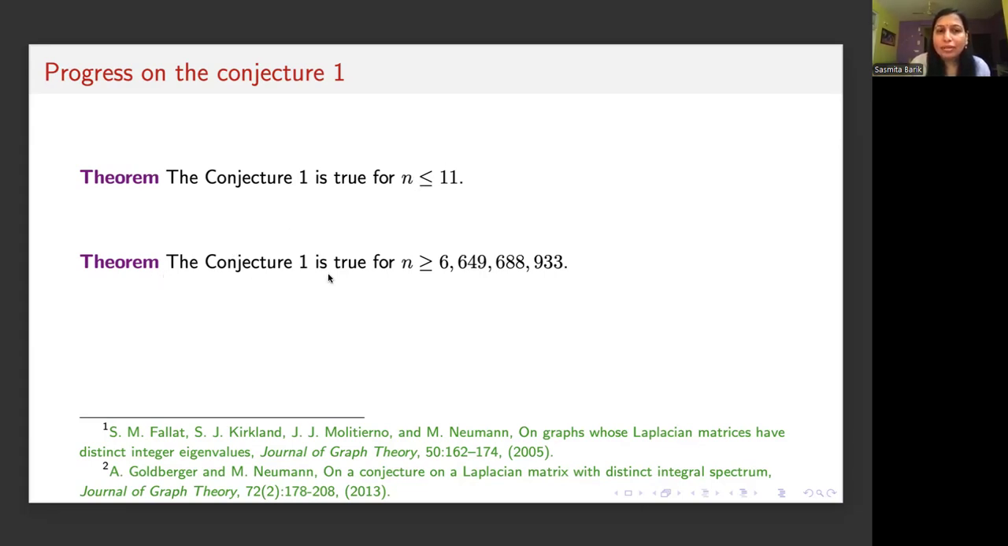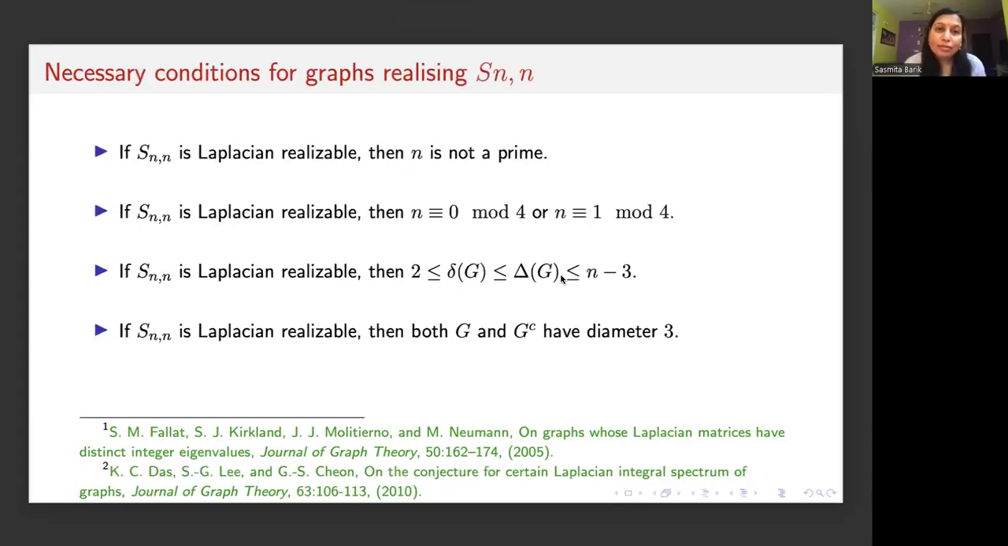And computationally, this conjecture was handled by Goldberger and Neumann, and they proved that beyond a large number, such a graph doesn't exist. So the conjecture is true for a large number of vertices. But anyway, knowing this result will not give anything unless you prove it for the other numbers. That is important. Once you prove it for the range between 11 and that number, obviously that will also give this. So those are the developments.